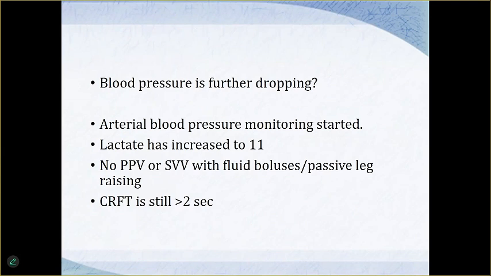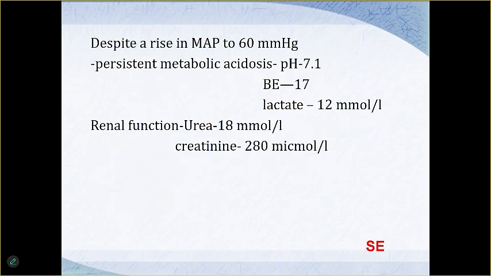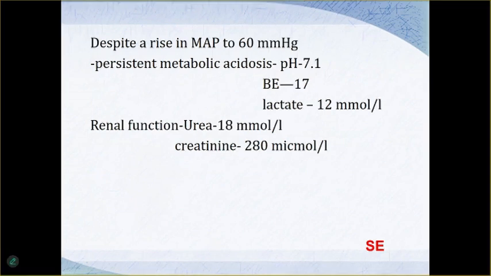And the blood pressure is further dropping. Arterial blood pressure monitoring started. Lactate has increased to 11, but no PPV or SPV variation with fluid boluses or passive leg raising, and capillary refill still holds at more than 2. Despite a rise of mean arterial pressure to 60, persistent metabolic acidosis is there with a pH of 7.1, a base excess of negative 17 and a lactate of 12. And the renal functions have come to us now, urea of 18 and creatinine 280.